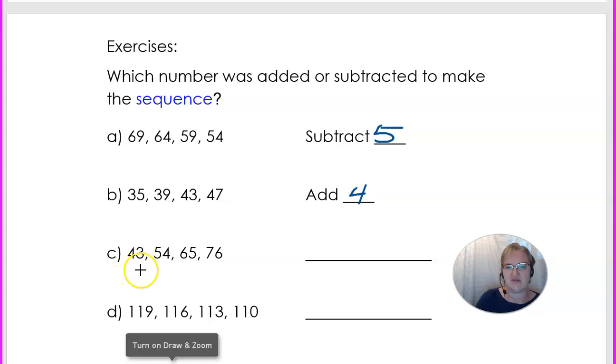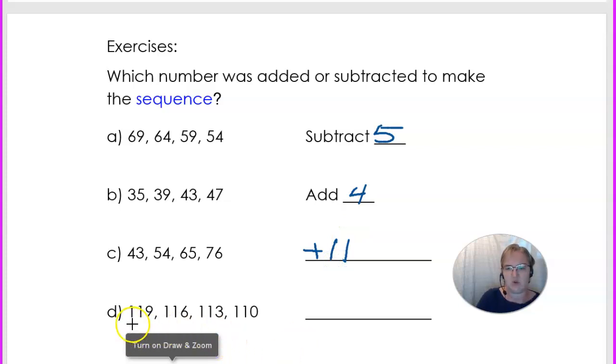In C, now we have to figure out, are we adding or subtracting? 43, 54, 65, 76. It's an increasing sequence, so we must be adding. So we can use the addition sign, or we can write the word add. And we're adding 11 each time.